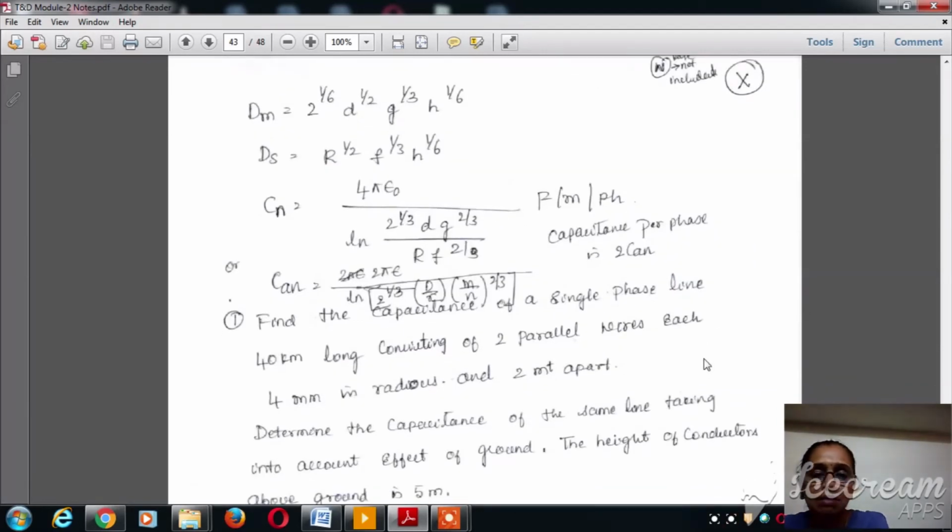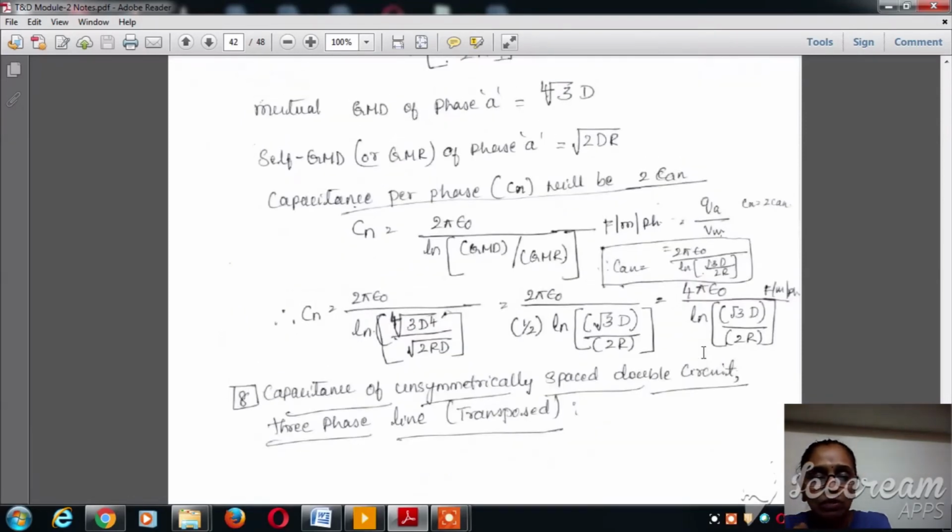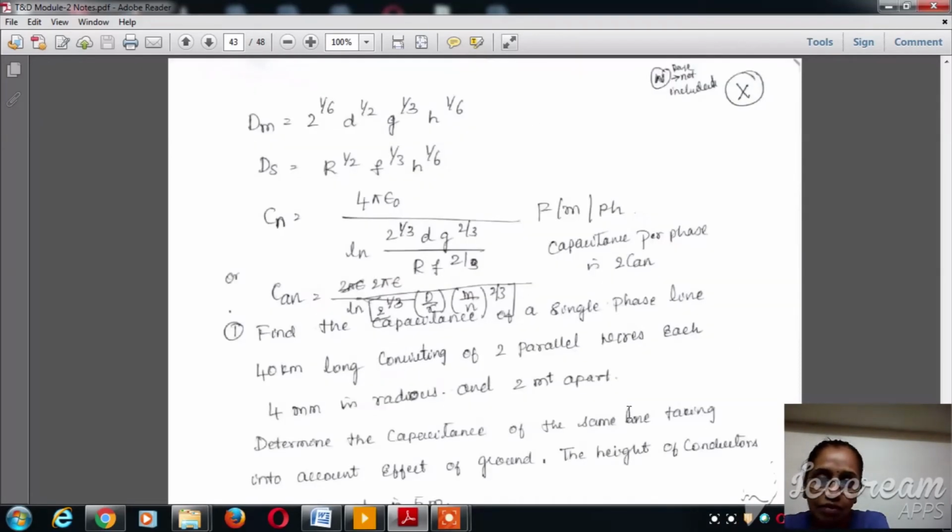Similarly, we have derived the formula for capacitance of an unsymmetrically spaced double circuit three phase line, that is a transposed line. For this, we have found using the GMR and the GMD method, dm is equal to 2 to the power 1 by 6, d into d to the power 1 by 2, g to the power 1 by 3, h to the power 1 by 6. Similarly, ds is nothing but r to the power 1 by 2, f to the power 1 by 3, h to the power 1 by 6.